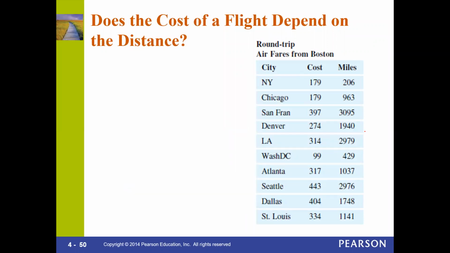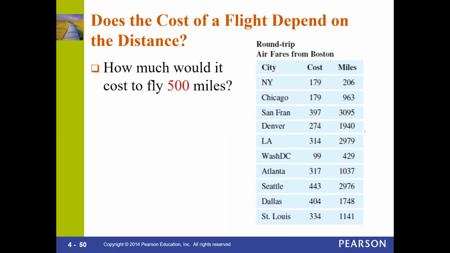They give you the data. Here we have city as New York, Chicago, the cost, and the miles. To do a round trip for 260 miles in New York is going to cost you about $170, something like that. So this is how the question goes. It says, how much will it cost to fly 500 miles? That will be the question.